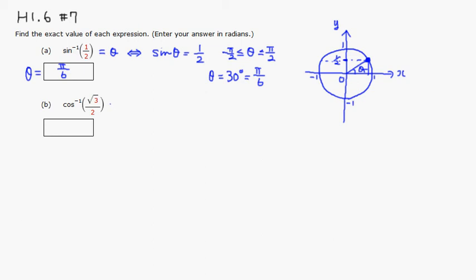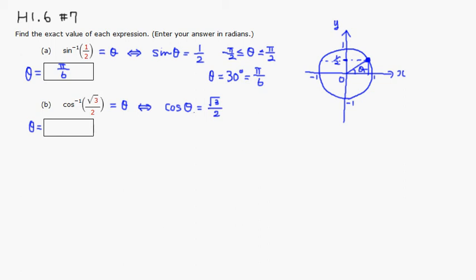We can use the same trick to do part B. If you set arc cosine of square root of 3 over 2 equal to, say, theta again, again we're looking for theta, just to remind you. Then we can rewrite it using the original cosine function. Arc cosine goes from square root of 3 over 2 to theta, so cosine of theta is equal to square root of 3 over 2.